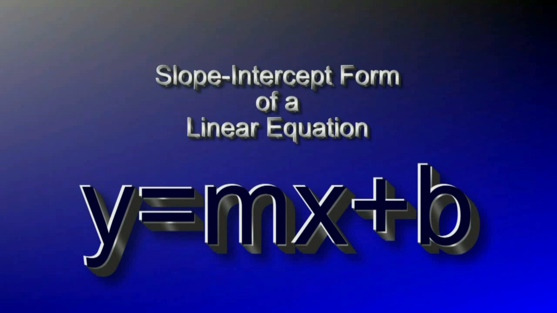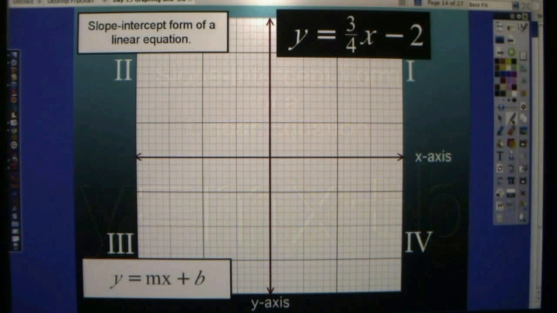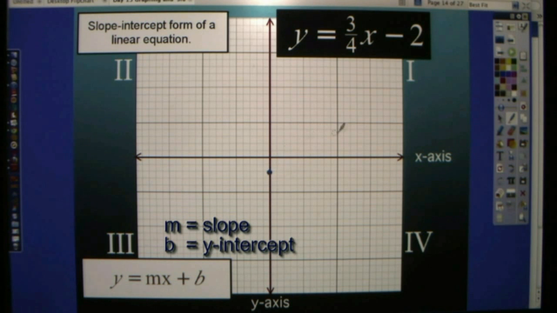Slope-intercept form of a linear equation. I'm going to show you how to graph a line when you're given that equation with some numbers in it. There you got one. It's in slope-intercept form. Y equals 3/4 x minus 2. The intercept is negative 2, so we'll find that on the y-axis, and we'll put that point there. Now we know the slope is 3/4, and slope is the change in y over the change in x, which is rise over run. 3 up, 4 over.